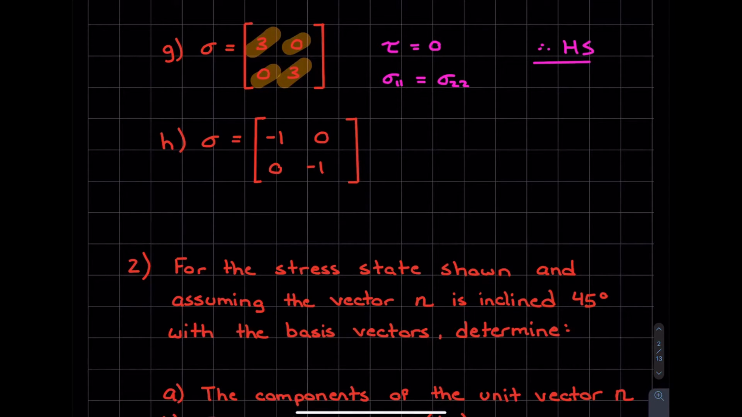All right, and finally, last one. Again, I look at my taus. I have 0 and 0, so tau, of course, is going to be 0. So this is going to be principal or hydrostatic. So I look at sigma 1,1, sigma 2,2. I got -1 and -1. So just like before, I have my sigma 1,1 is equal to my sigma 2,2. Therefore, this is also a hydrostatic stress state.